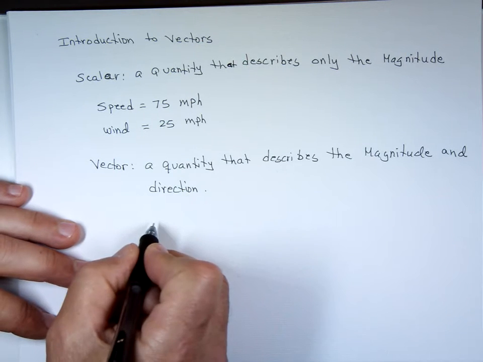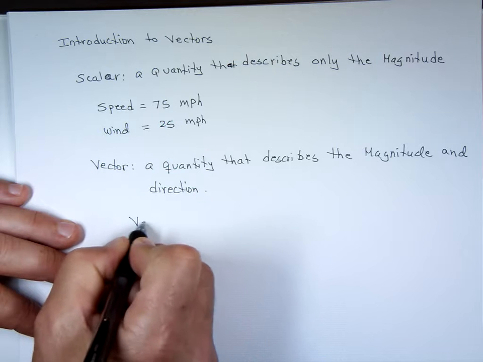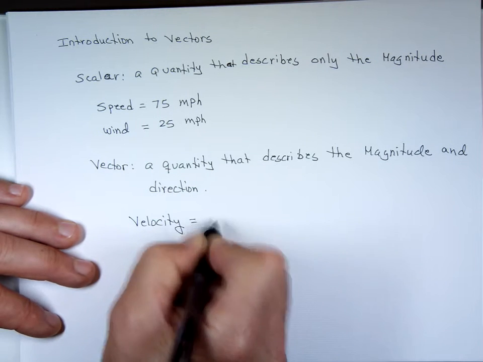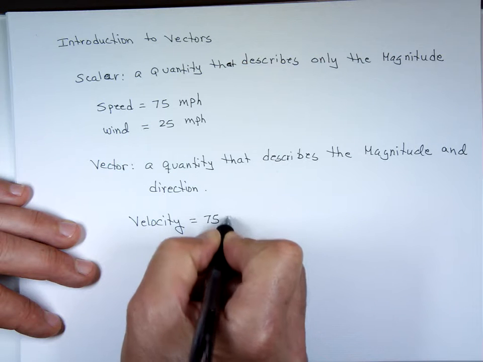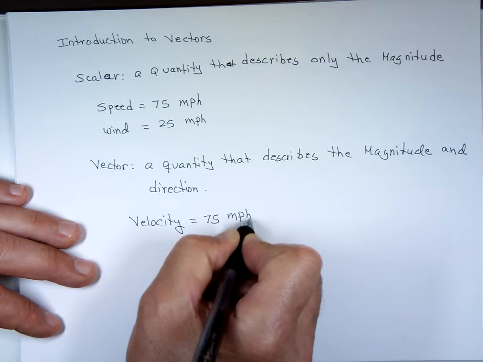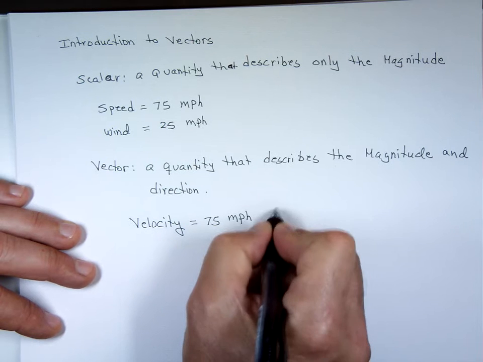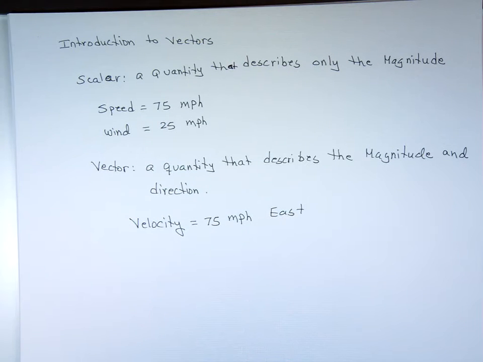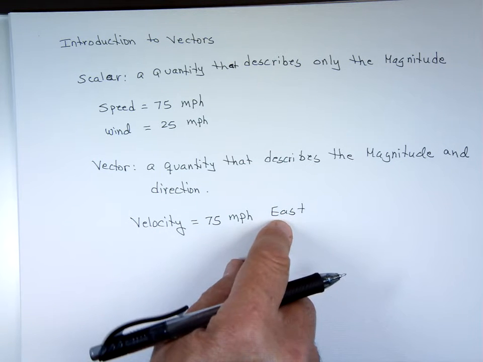Now, for example, I can say my velocity, how fast I'm going, is 75 miles per hour, and I'm heading, for example, east. I'm getting in my car, I'm going to drive east at a speed of 75 miles per hour. That is a vector. I'm giving you how fast I'm going, that's the magnitude. I'm also giving you the direction I'm going.